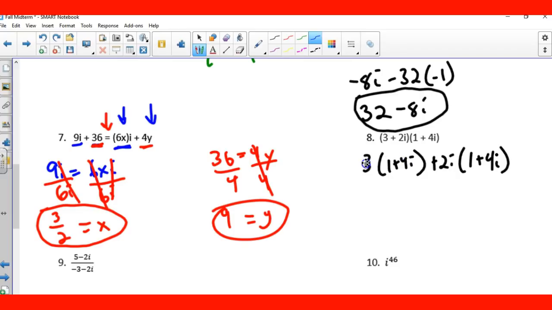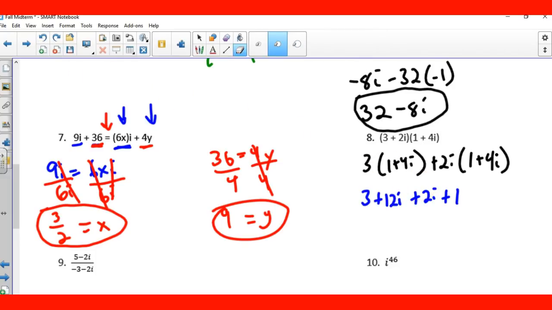So right here, we distribute the 3. We get 3 times 1 is 3. 3 times 4i is going to be 12i. Over here, we have positive 2i times 1. That's positive 2i. And positive 2i times positive 4i is going to be positive 8i squared, because i times i is i squared.